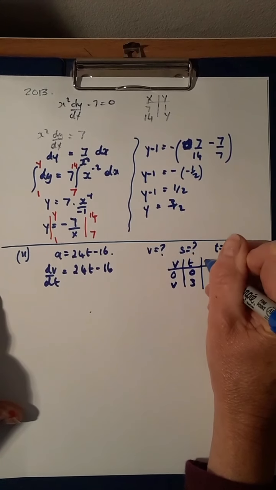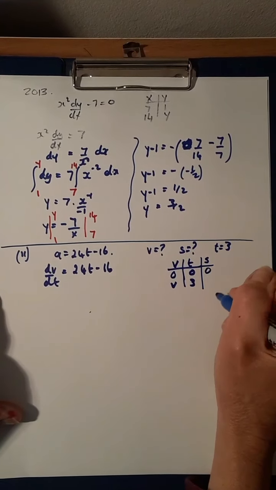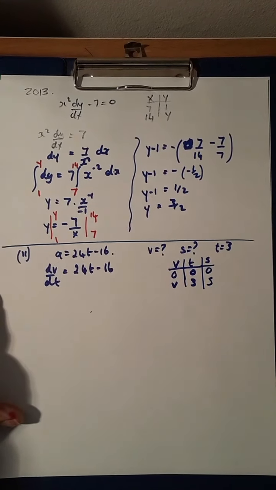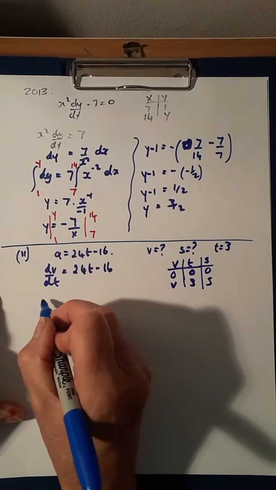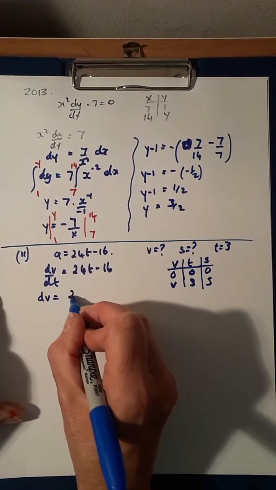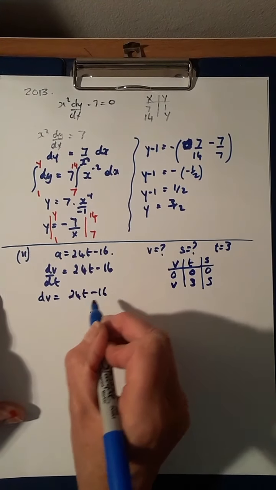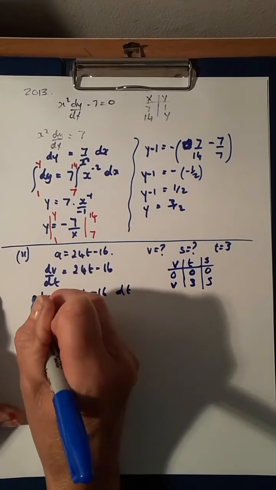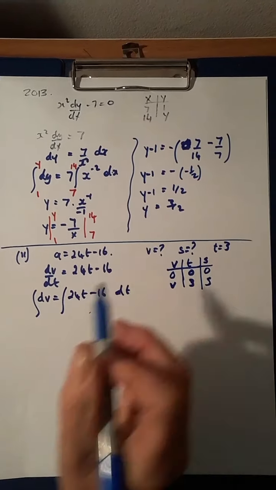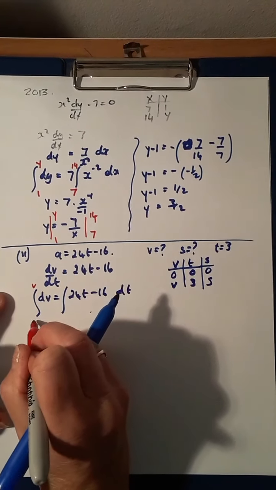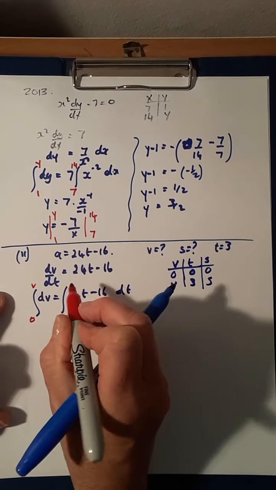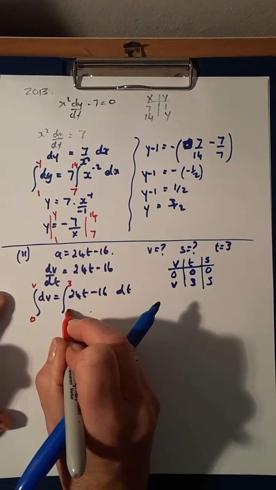And I've also got to find the distance, again starting at O, find the distance when t is equal to 3. Separate my variables over here. dv is equal to 24t minus 16 dt. Integrate both sides and put in my limits. Limits here going from 0 to v and 0 to 3 for my time.